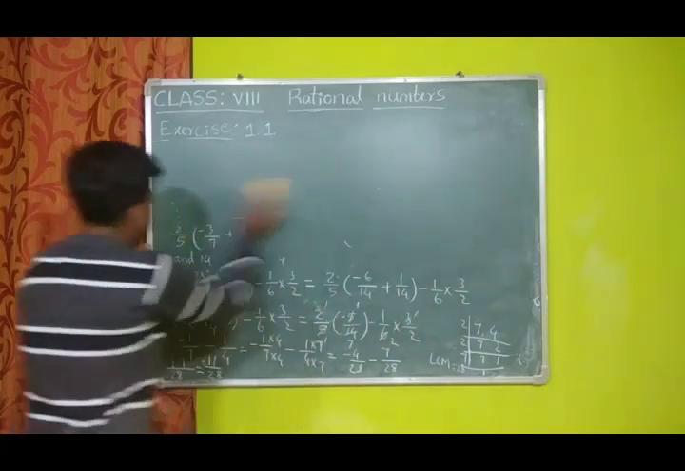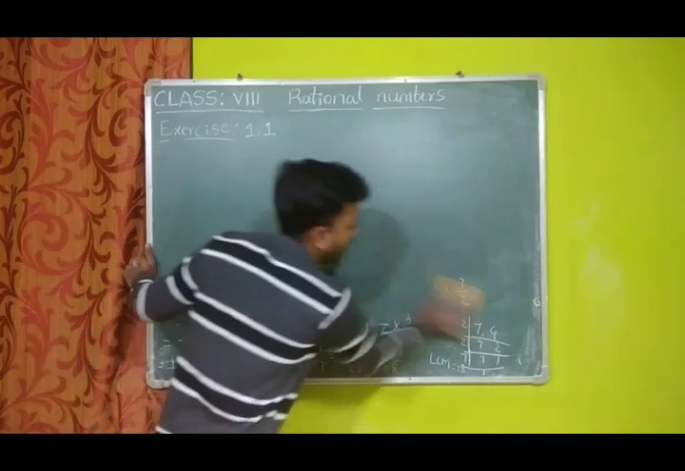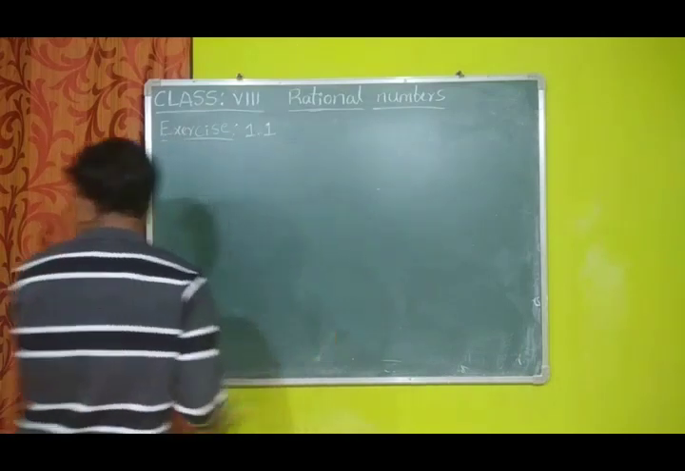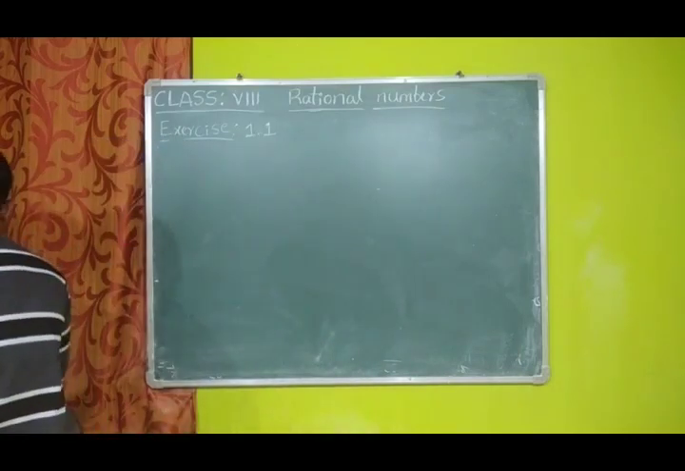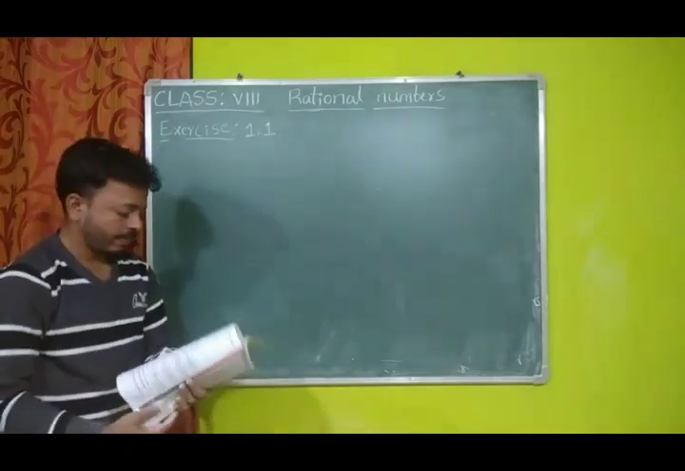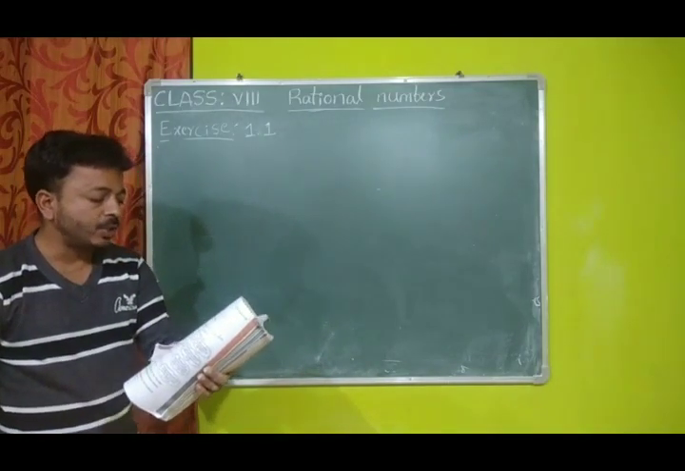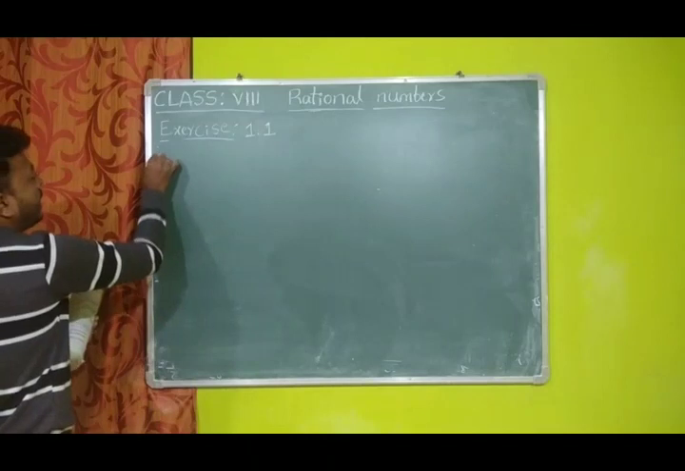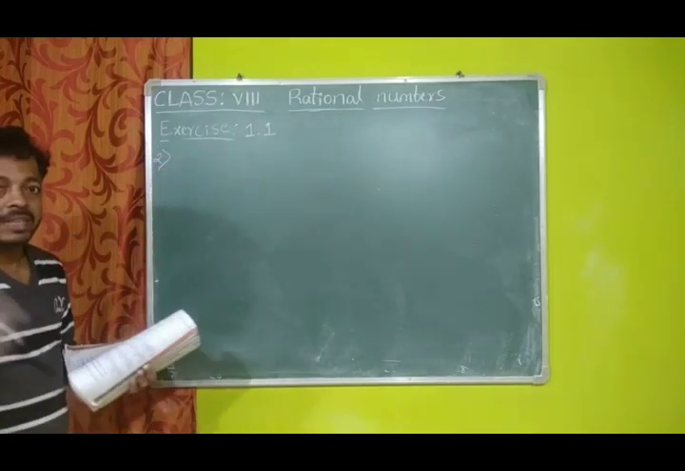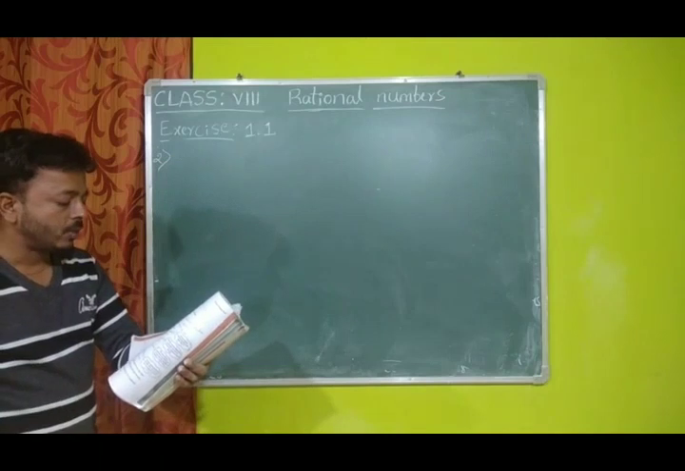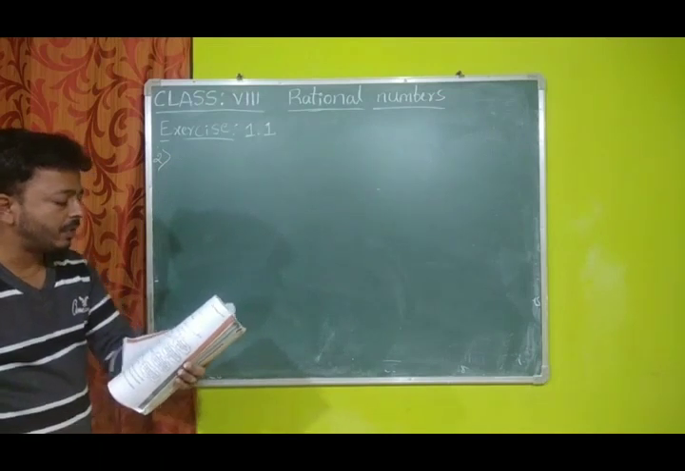Actually this exercise is very simple. We have to remember all the properties before solving this. Don't panic, don't get confused. Second one, write the additive inverse of each of the following. I will write the answers directly and I will explain all the concepts of how to write them.